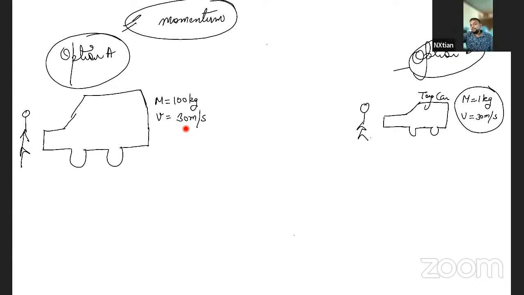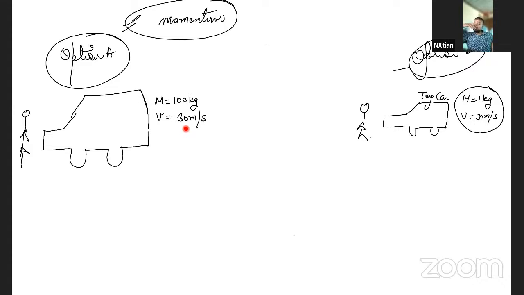Higher momentum? We didn't understand anything about momentum. Just forget about momentum. Higher weight, higher mass, no? I experience this a lot. When I'm driving near a cycle, I don't feel any problem. But when a big truck is there, then I need to be careful.